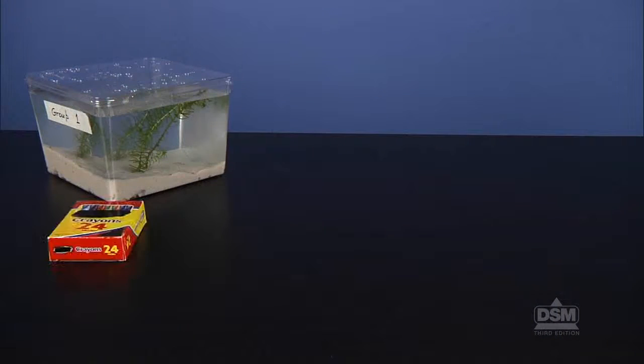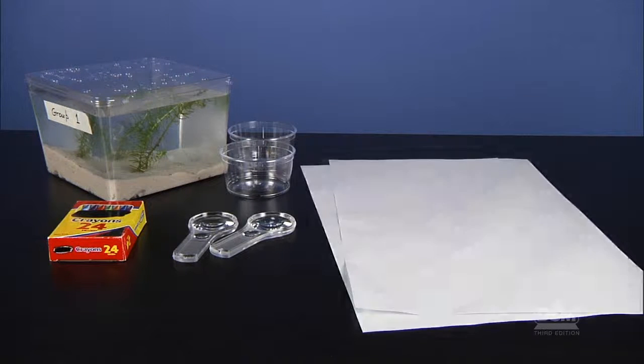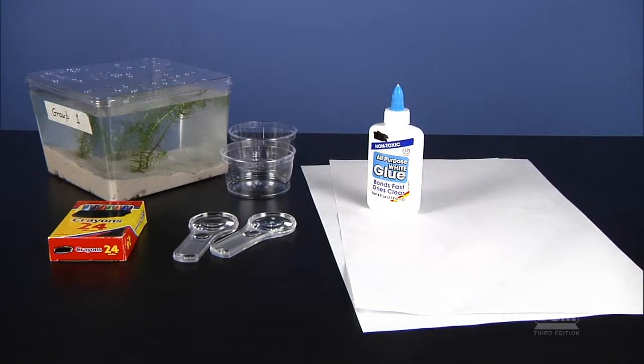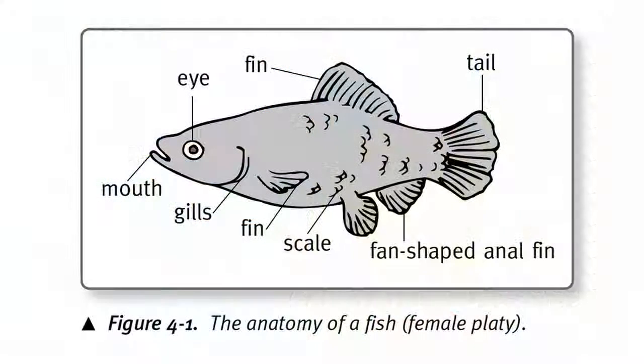Each team of 4 will need their aquarium, crayons, 2 plastic dishes, 2 magnifiers, 2 sheets of white paper, and a small amount of glue. To begin this activity, draw a picture of one of the fish in figures 4.1 and 4.2 and ask students if they can name the parts of a fish. Students should be able to name the mouth, eye, fins, and tail. You may need to point out the gills and scales to the students.